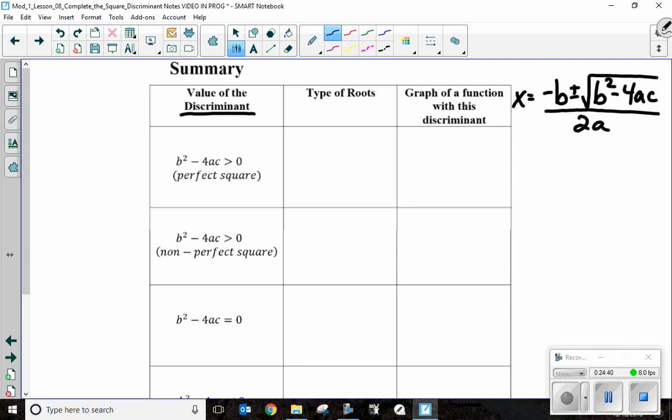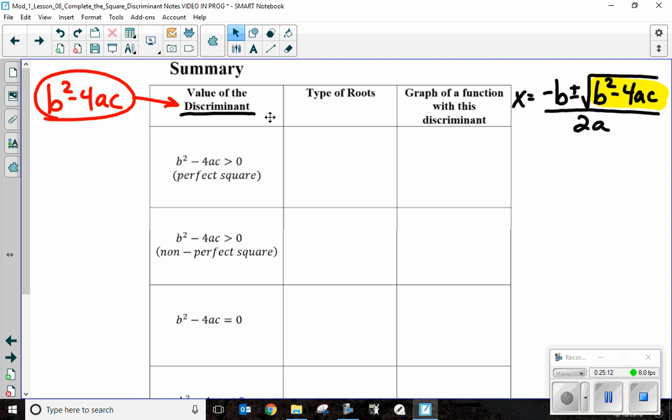That's the quadratic formula. But there's something nice about it that can help us figure out something about our answers without doing the whole thing. I am just referring to b squared minus 4ac. I'm not even talking about the square root. This right here is known as the discriminant. And we are going to discuss that value.